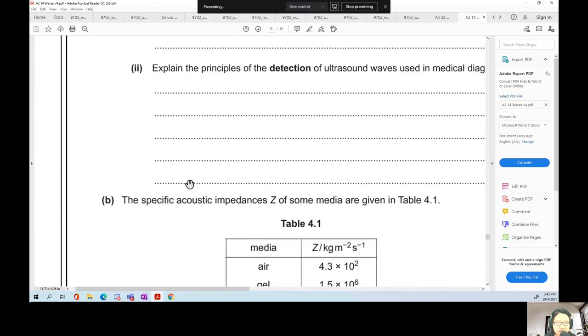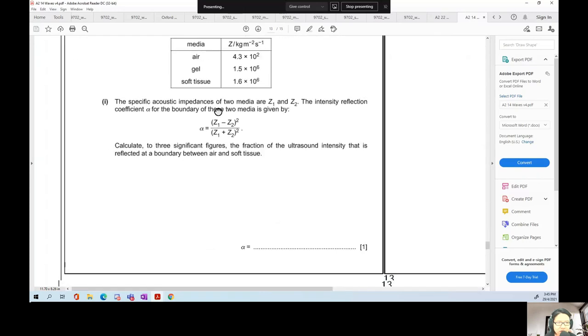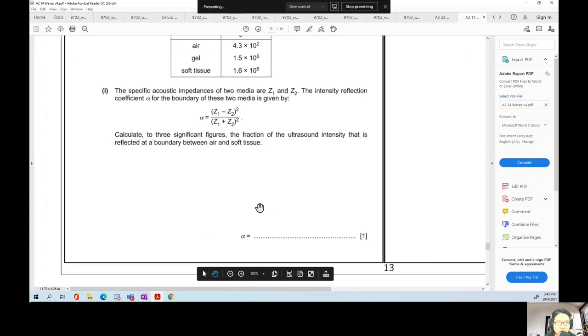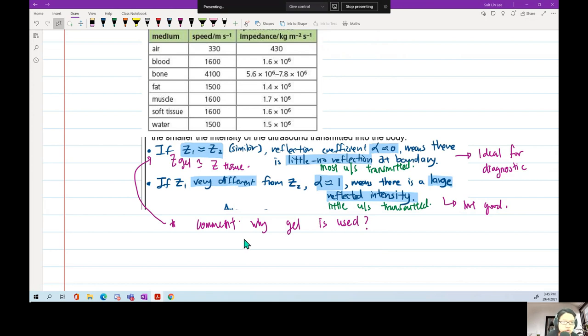So this is FM20 paper 42. You will have to find the alpha and then you have to comment why we use gel. So I will leave that to you to try. FM20 paper 42. Why gel? Why do we use gel?